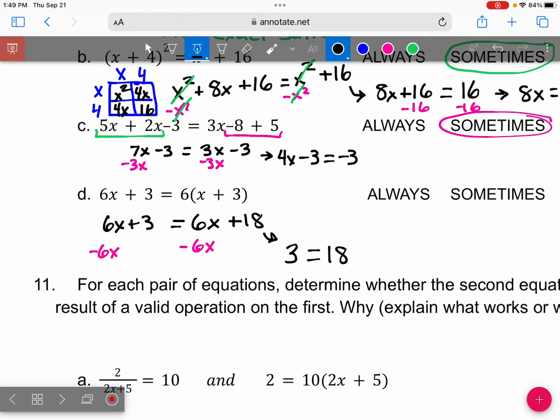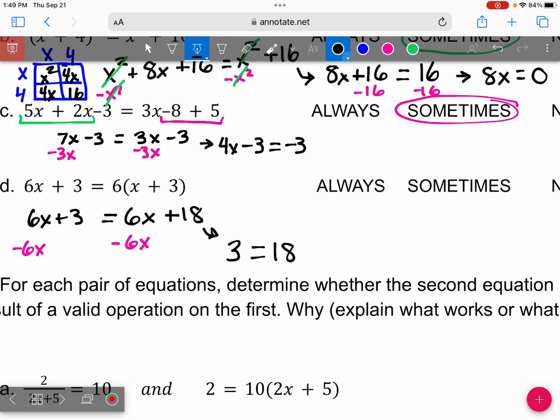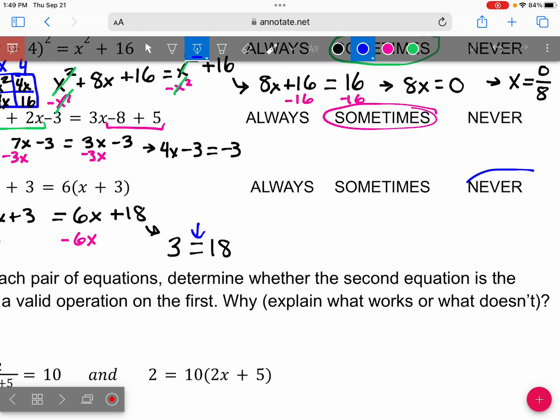What's this one mean? Never. Because 3 will never equal 18. That is not a thing. Three-year-olds ain't gonna graduate high school. Three-year-olds ain't gonna buy a lottery ticket.